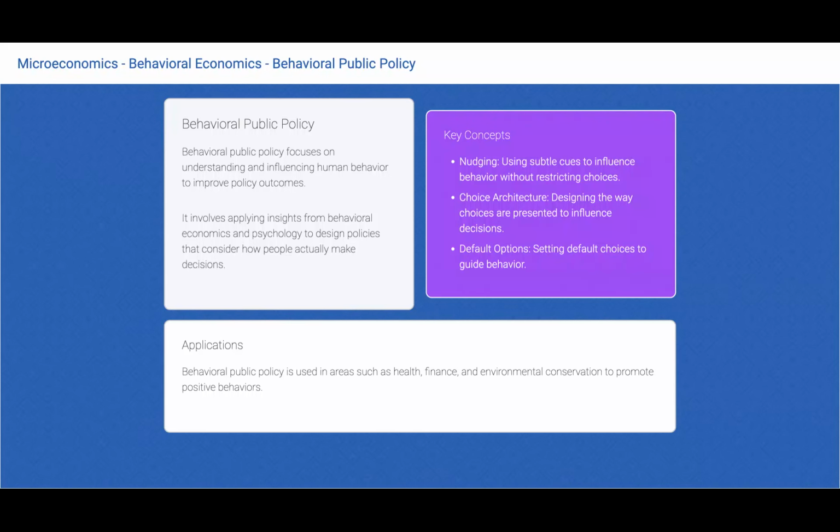So to wrap things up, we've explored important concepts in this unit. We hope this explanation is useful.